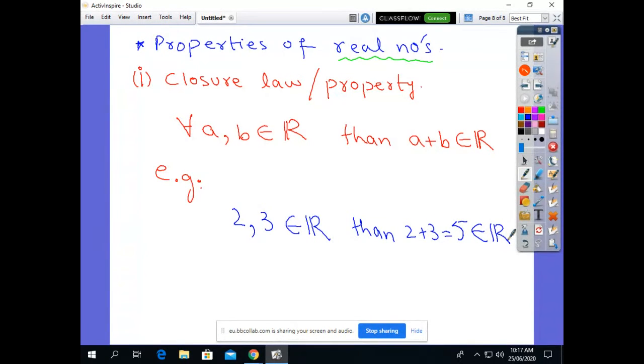Similarly, for all A, B belongs to real numbers, their product, that is A dot B, also belongs to real numbers. This property is called the closure property.